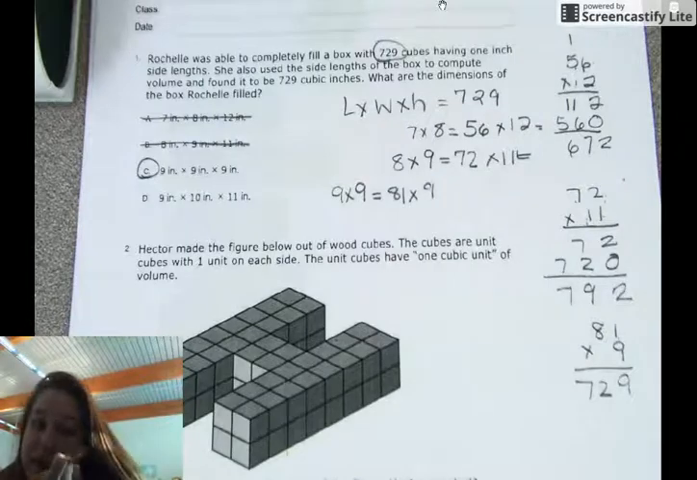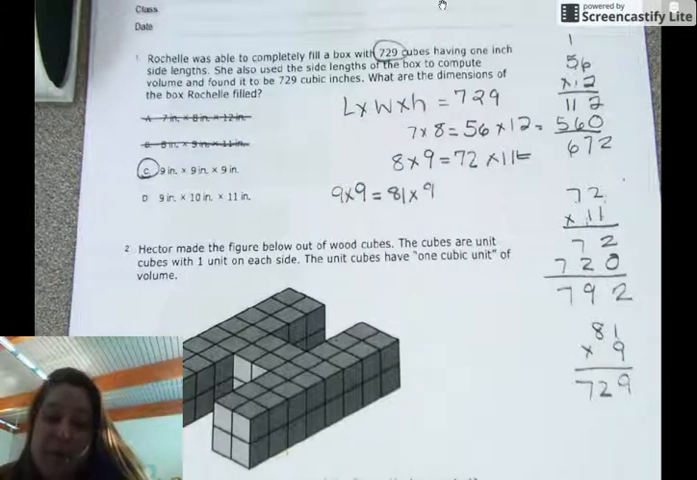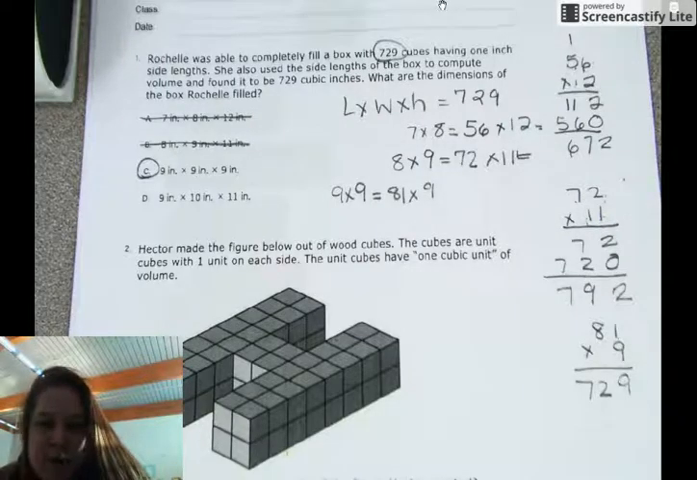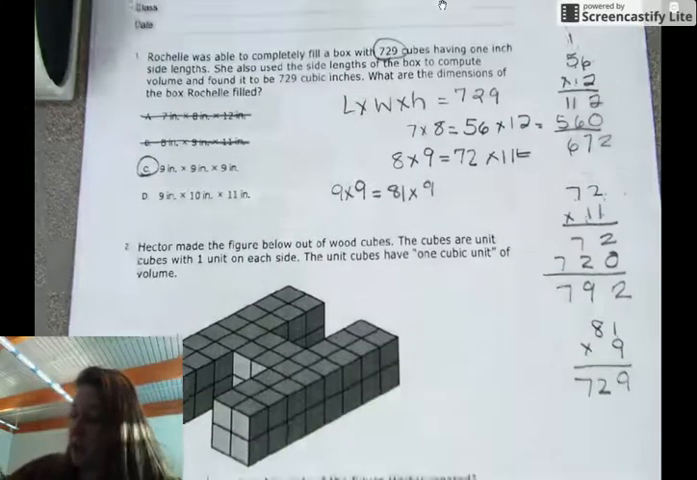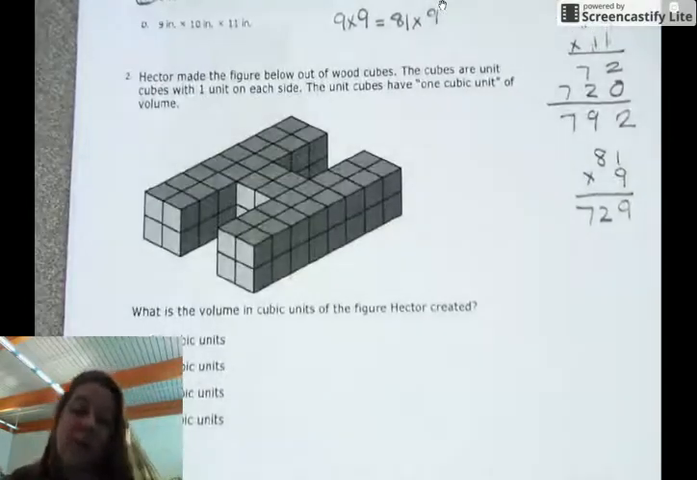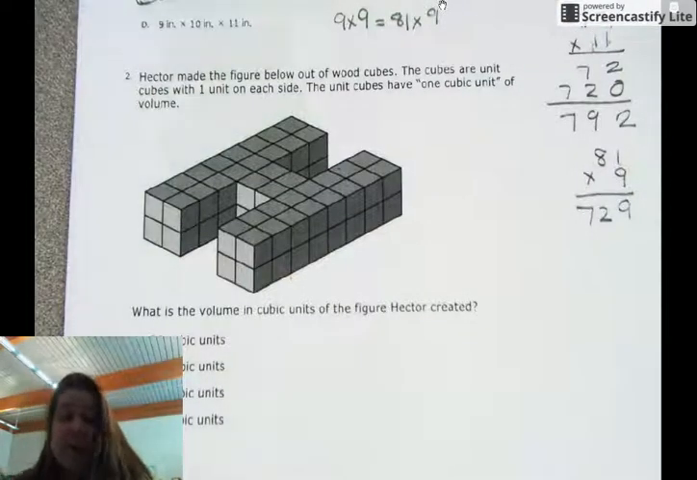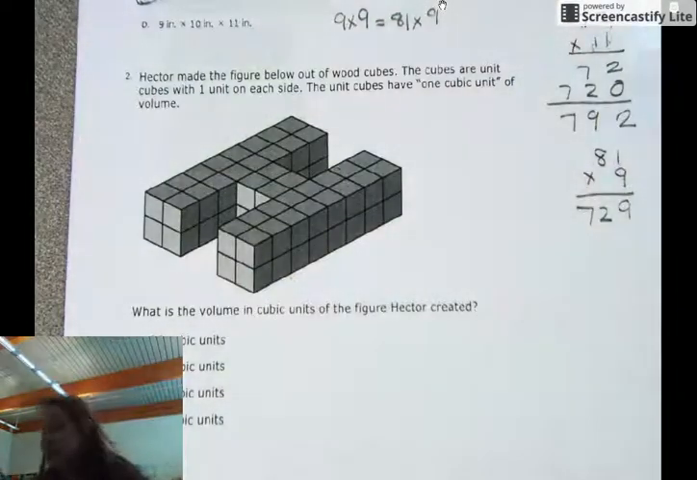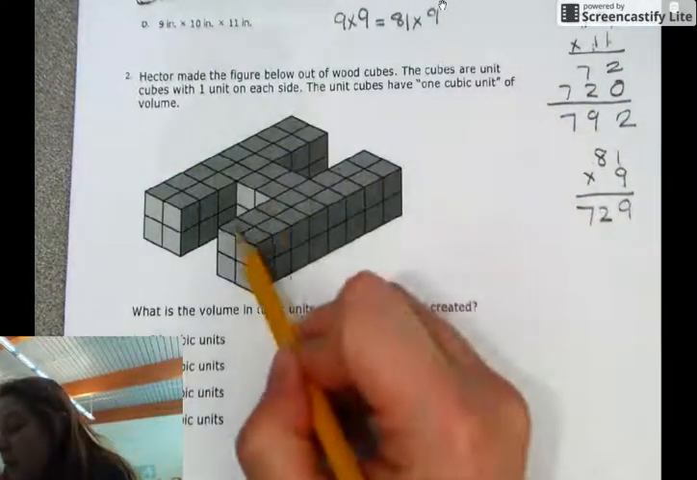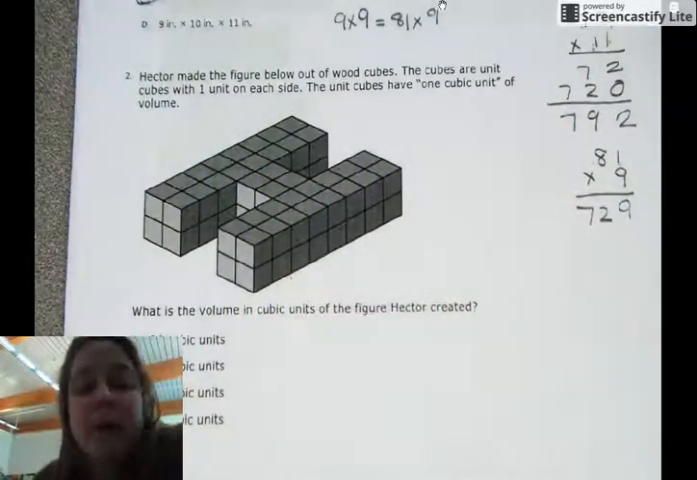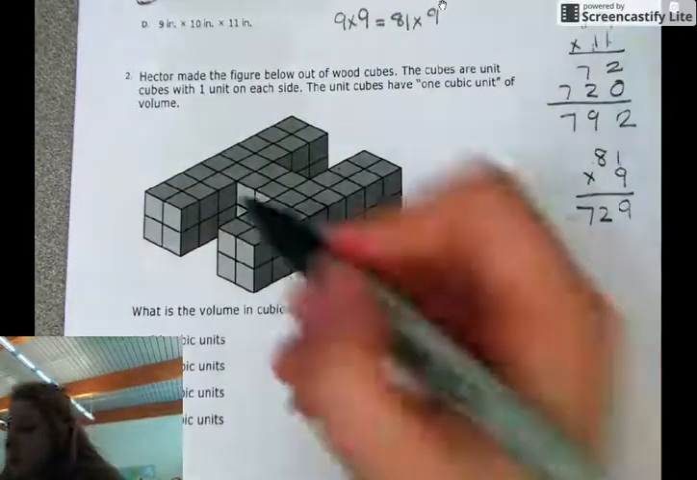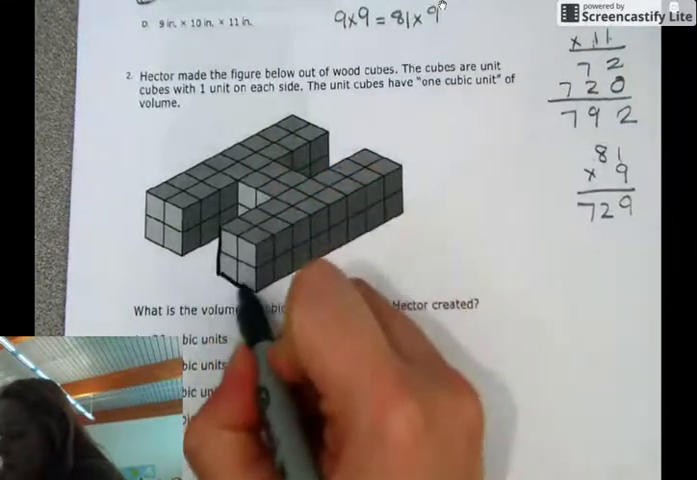Hector made the figure below out of wood cubes. The cubes are unit cubes with 1 unit on each side. The unit cubes have 1 cubic unit of volume. And the question is asking what is the volume in cubic units that he used. So let's look at this. I'm going to break it into different parts for you. I'm going to do this figure right here.